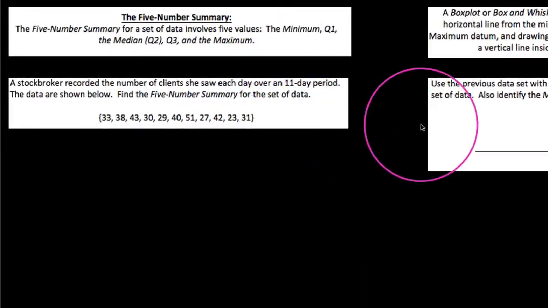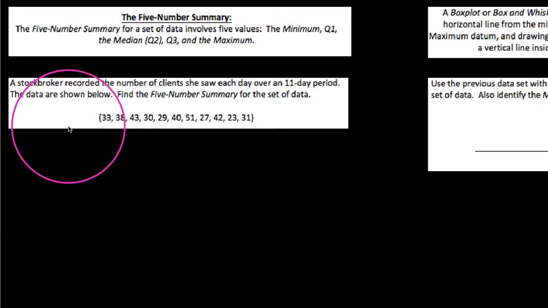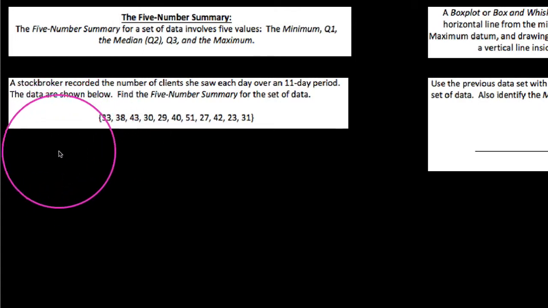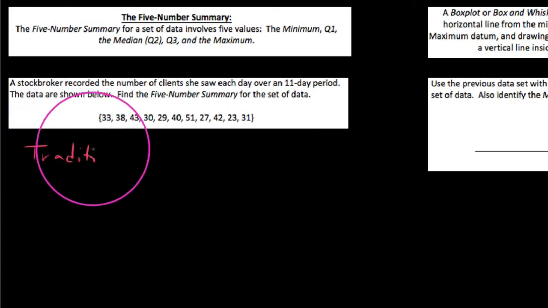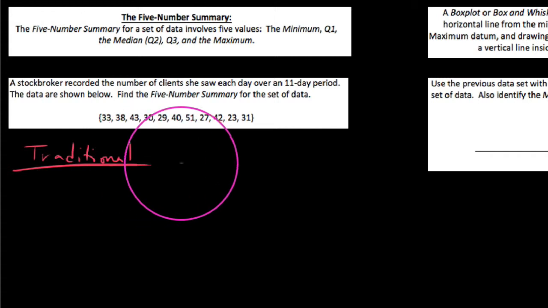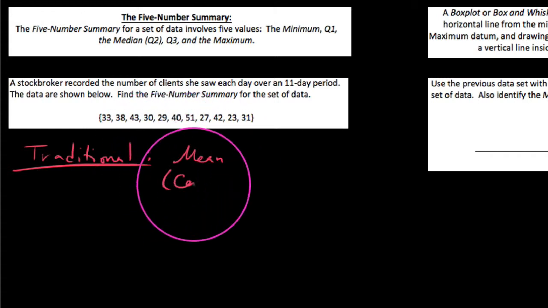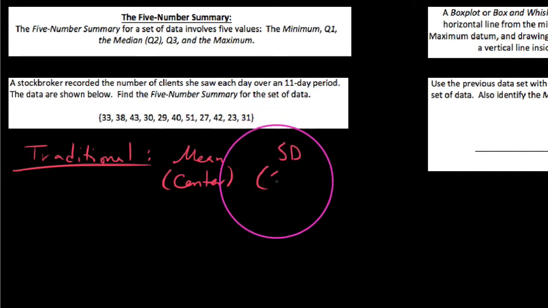Hello YouTube, this is my first video in my module on what we call exploratory data analysis, which is different from what we typically look at, which is traditional data analysis. In traditional data analysis, we often simply look at a description of data as involving some sort of mean as its measure of where the center is, the center of the data. We find the mean or the average, and then the standard deviation, which is just a measure of spread.